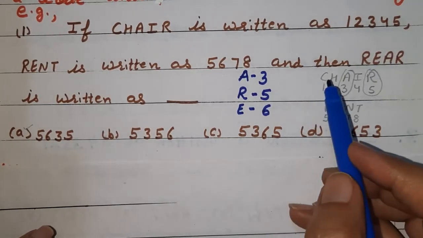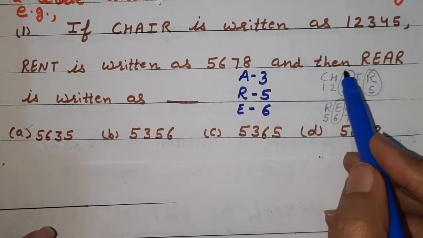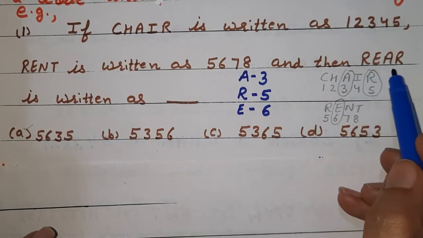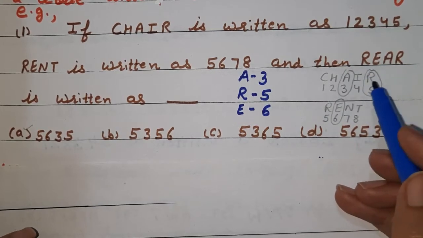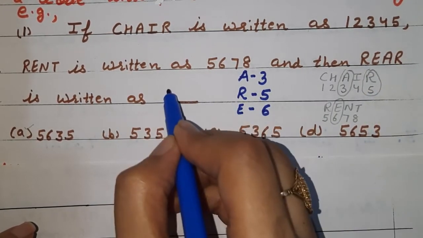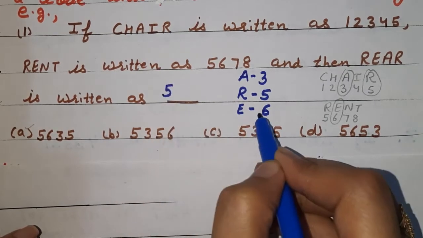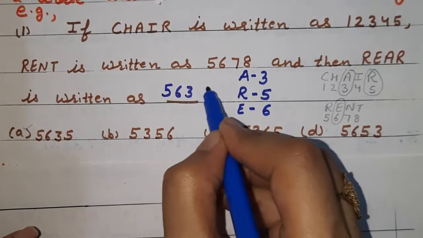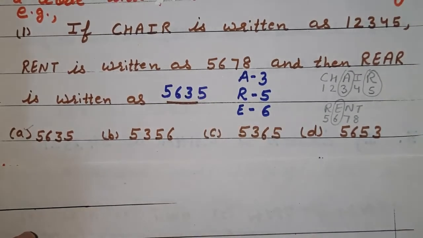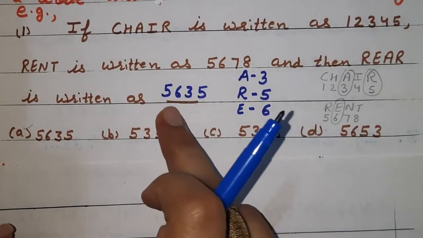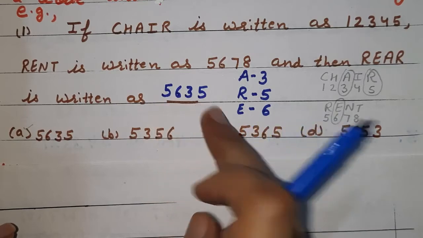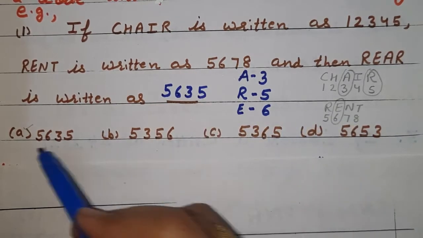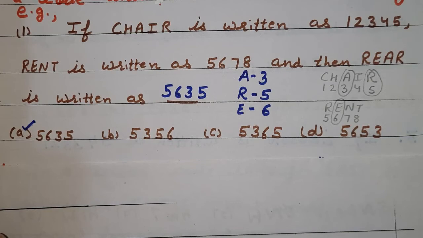Now we have to find out how we will write down rear. This answer we have to find out. Rear. R is 5, E, A, and R. So our answer will be 5, 6, 3, 5. The option A is correct.